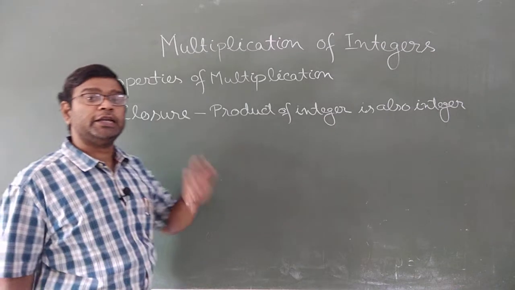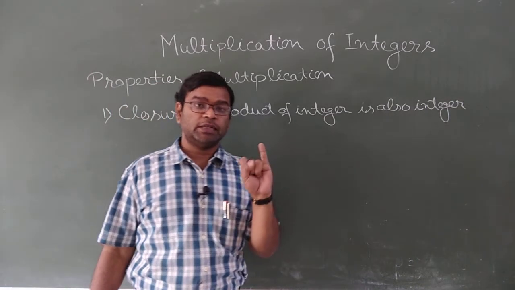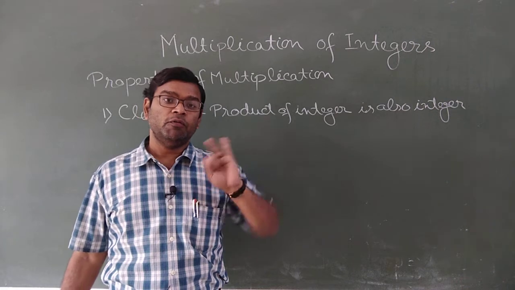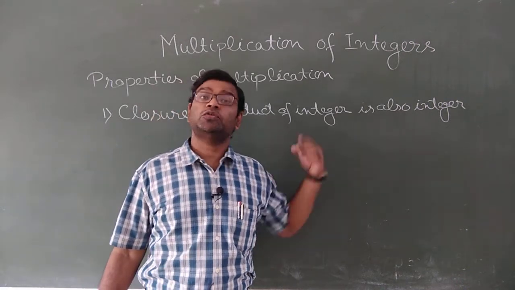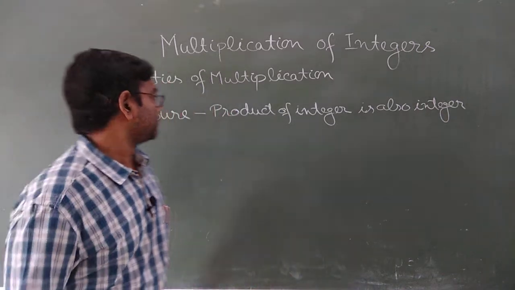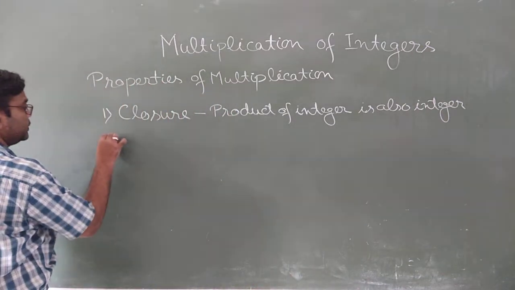Suppose 1 into 2: 1 itself is an integer, 2 itself is an integer. Whenever we multiply 1 into 2, what is our result? It's 2. 2 is also an integer.